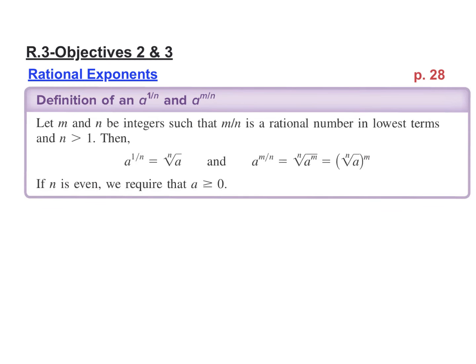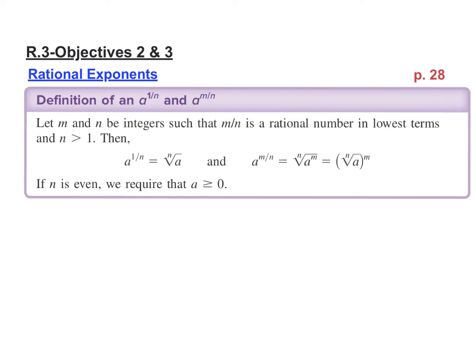Objectives 2 and 3 now, and I'm going to smush these together into one section basically. Now we're talking about rational exponents. This is all related because rational exponents is just another way of writing radicals. And what we're talking about here is powers that are fractions. Powers that are fractions. That's what rational exponents mean. This is on page 28 in your book, or you can take a picture. Go ahead and get that situated, and we'll talk through it.